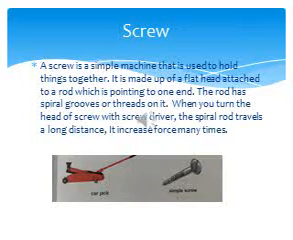Screw. A screw is a simple machine that is used to hold two things together. It is made up of a flat head attached to a rod which is pointed at one end. The rod has spiral grooves or threads on it. The screw is a special kind of inclined plane.